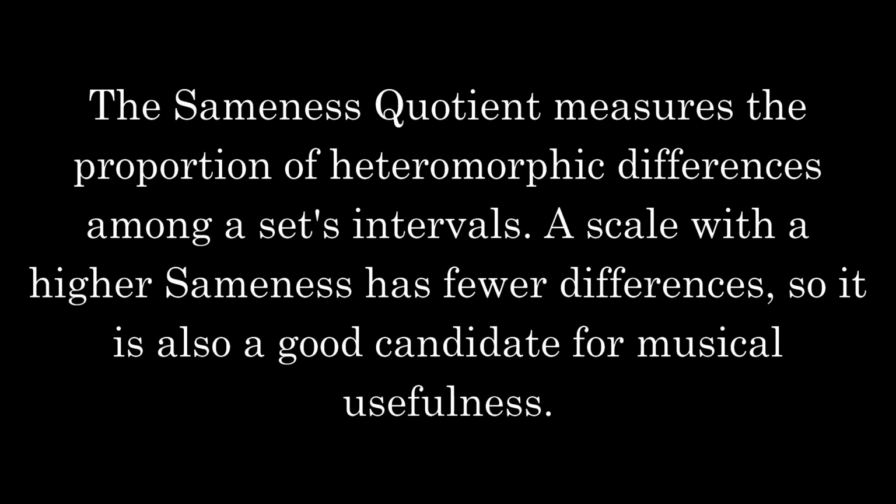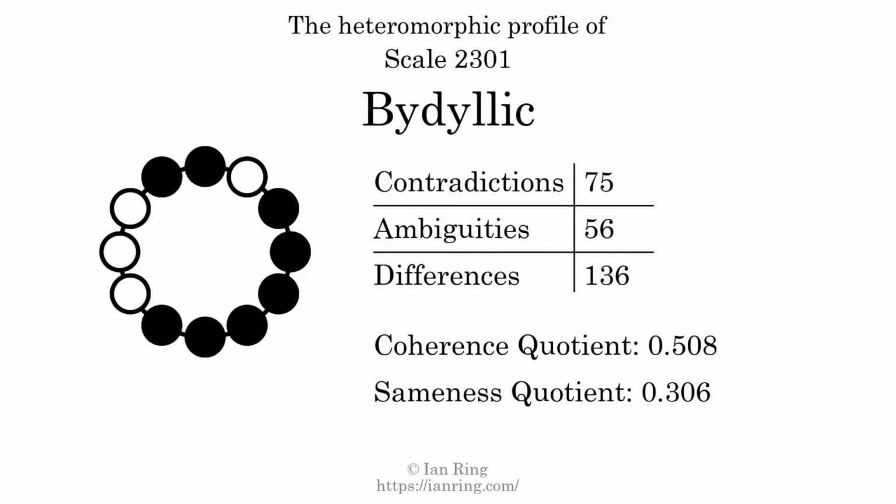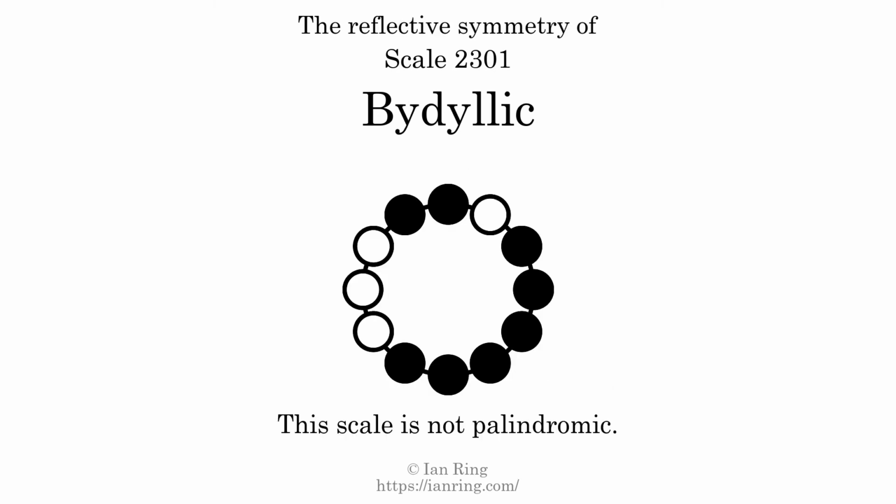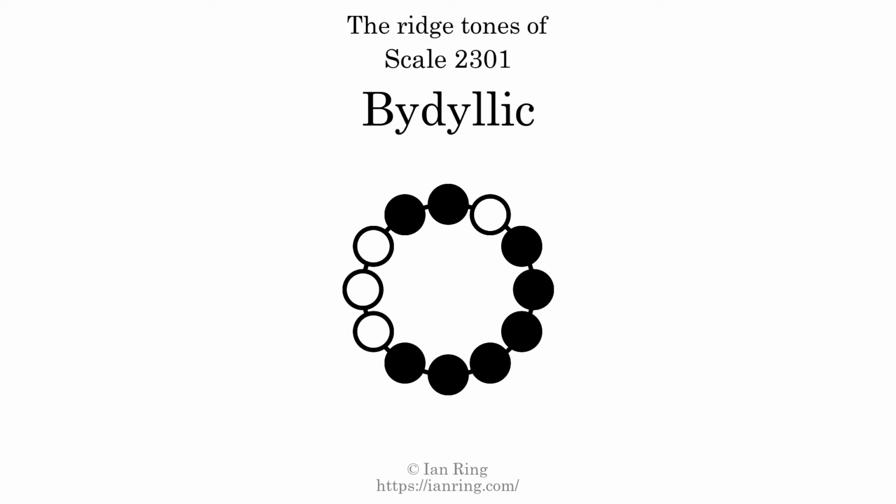The sameness quotient measures the proportion of heteromorphic differences among a set's intervals. A scale with a higher sameness has fewer differences, so it is also a good candidate for musical usefulness. The sameness quotient is 0.306. This scale has no reflective symmetry. This scale has a different pattern of intervals ascending and descending, so it is not palindromic. This scale has no ridge tones.